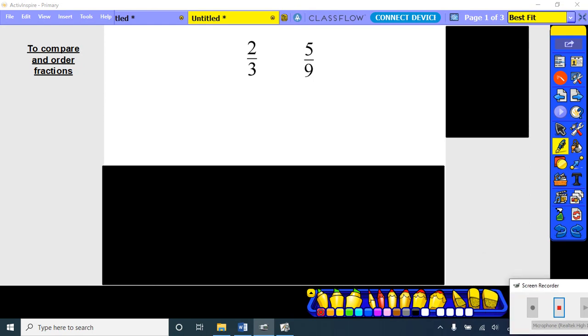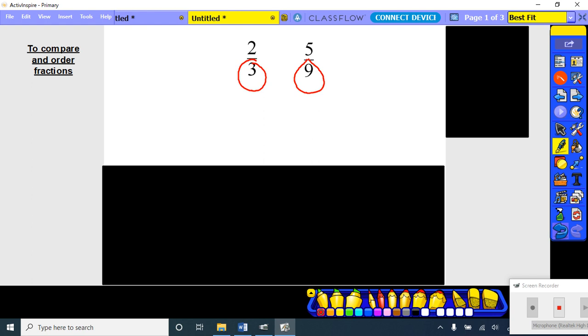Hi everybody, in this video we're going to look at how we can compare and order different fractions, and we'll begin by looking at 2/3 and 5/9. Now I want to know out of those two fractions which is greatest and which is smallest. To be able to do that and compare fractions, we first must make the denominators the same. This is the easiest way to compare two different fractions.